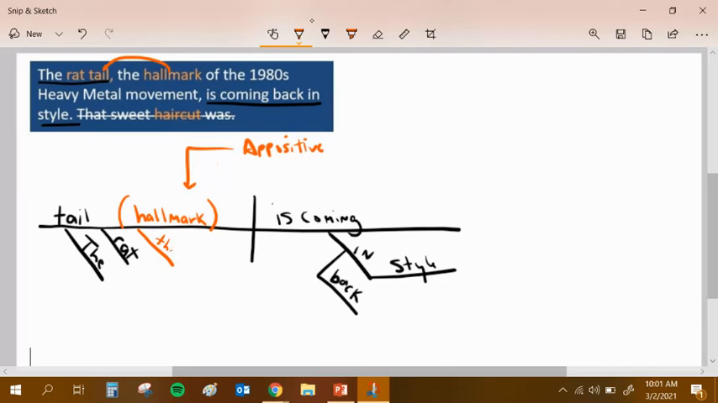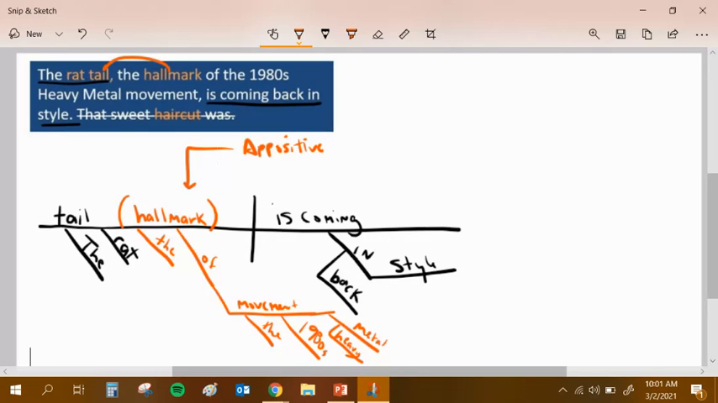So here's the hallmark. It's hallmark of movement. I don't know. I might run out of room, everybody. And then I'd say it's the movement. It's a 1980s movement. It's a heavy metal movement. I might do metal and then heavy metal. I'm not a real expert on different types of metal, but I know there are different ones. I know people are like, oh my gosh, there's heavy metal, there's death metal. So I don't know what else you have, but whatever. So there you go. So heavy metal, 1980s, the movement. There you go. And this is our appositive.